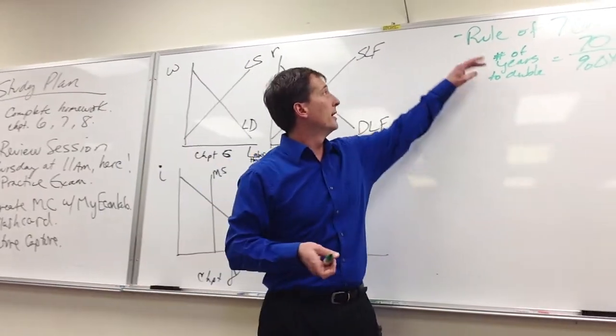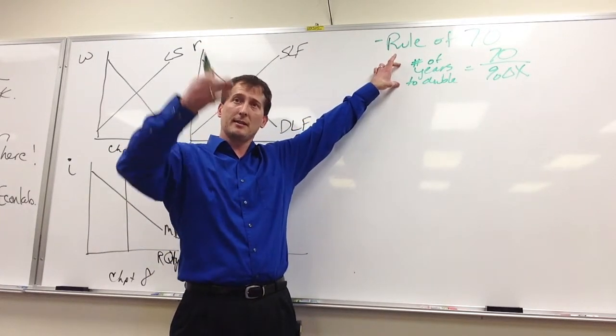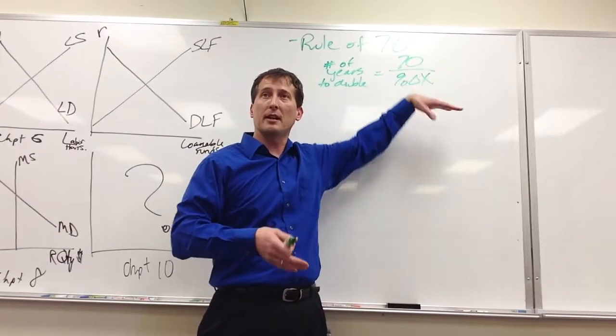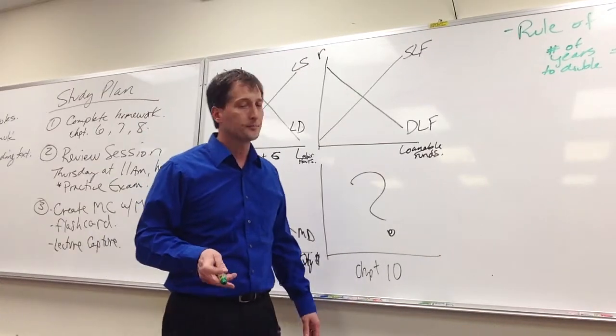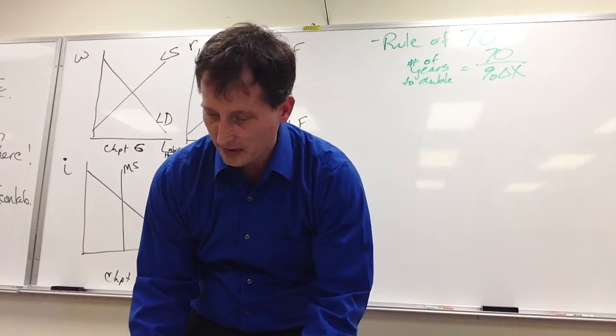Because this is really talking about the number of years for the bucket to double in size. Right? This is the bucket level. This is the stock variable. And these are thinking about the flows or the rate of change of something over time. Okay, so that's the rule of 70. We went through a few things there.